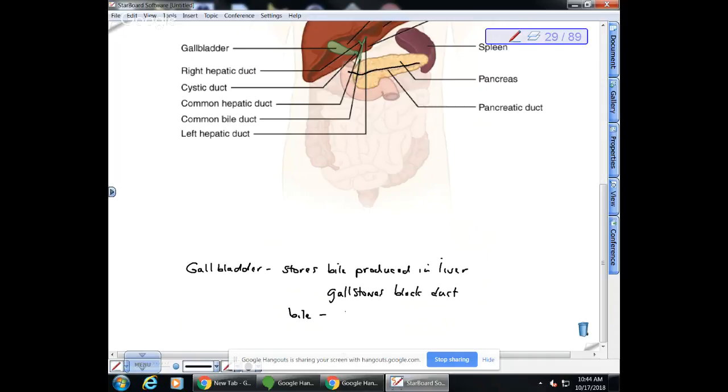So the bile is responsible for the mechanical digestion of fats. So bile emulsifies, or emulsification of fats. So this is kind of like chewing. It's an example of mechanical digestion that takes place by a chemical, but it's not an enzyme. Bile is not an enzyme.